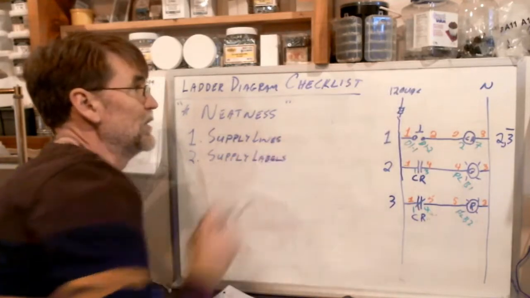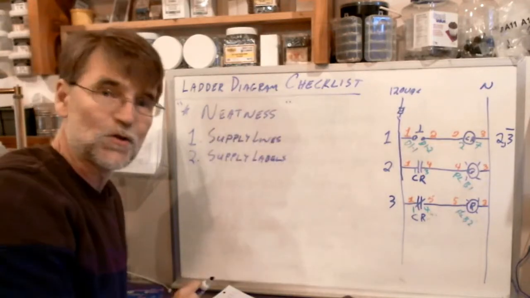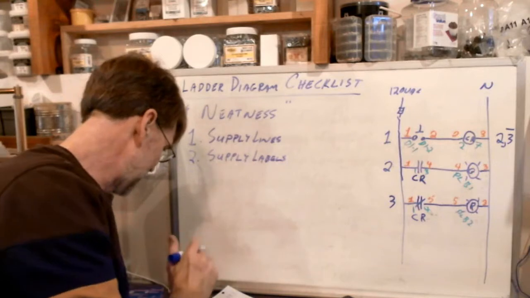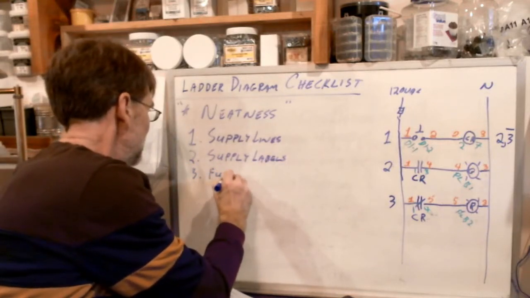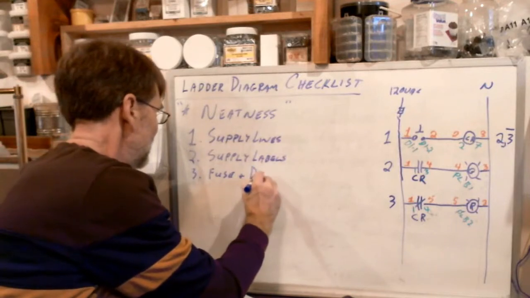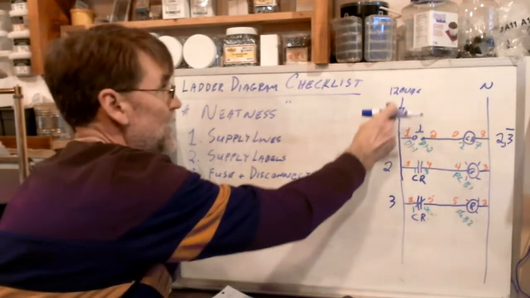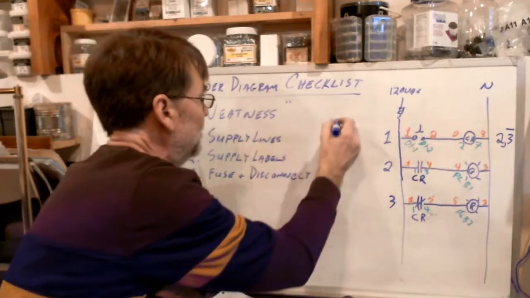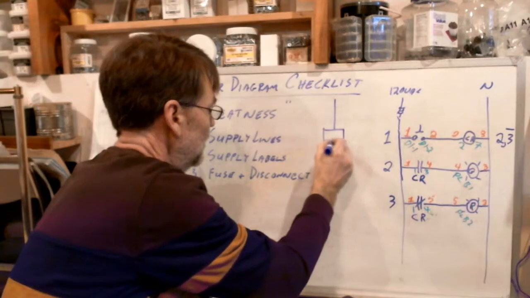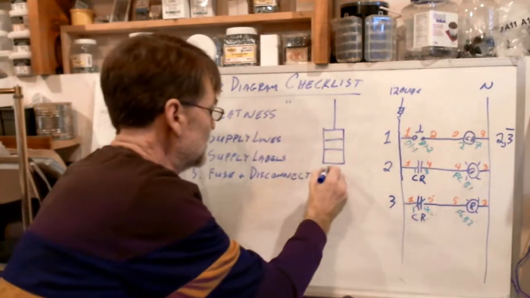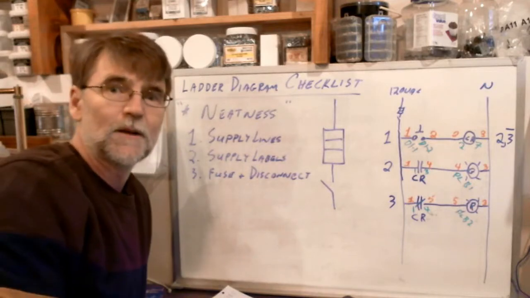What is my voltage? 120 volts AC is the voltage I'm using for my control circuit. Must be there. Third item, the fuse and disconnect. So that's what I keep putting up here in the top left corner. Let me blow it up a little bit so you can see it. There's a fuse and there's a disconnect, okay?